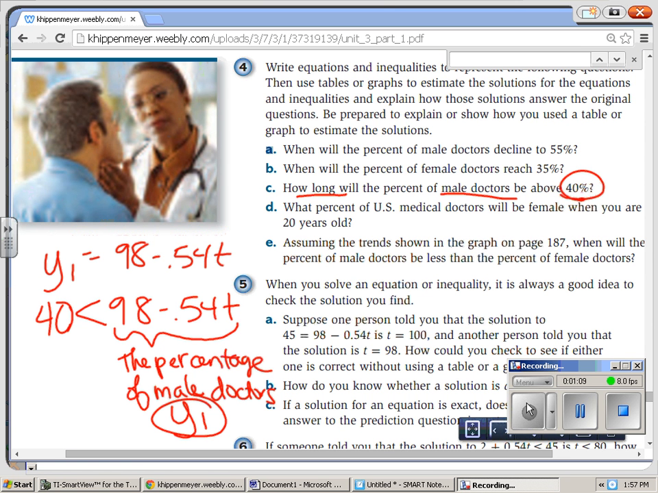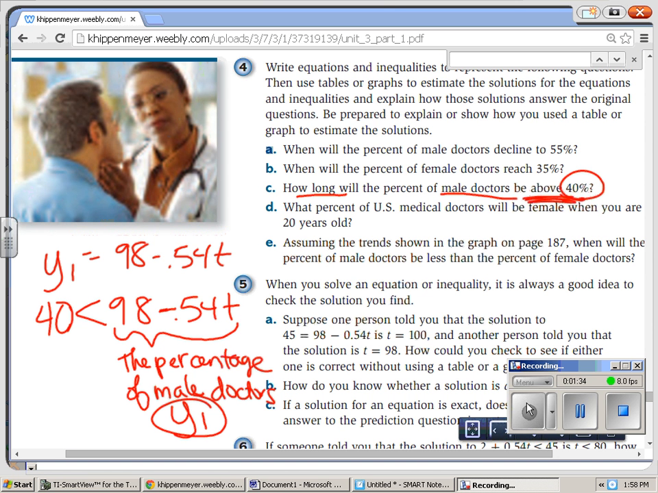So this is how it would read if you read it forwards. You would say 40 is less than 98 minus 0.54T, or if you're reading it the opposite way, you could say 98 minus 0.54T is greater than 40. The percentage of male doctors is greater than 40. So it can't be equal to 40. It says it has to be above 40%. So this would be our inequality.